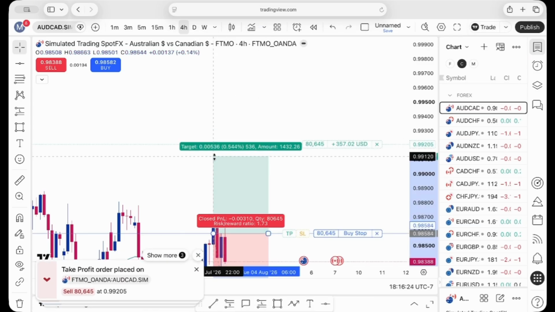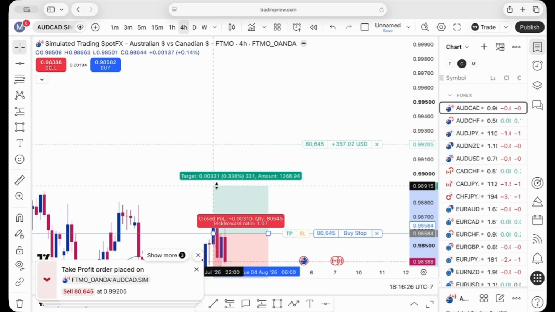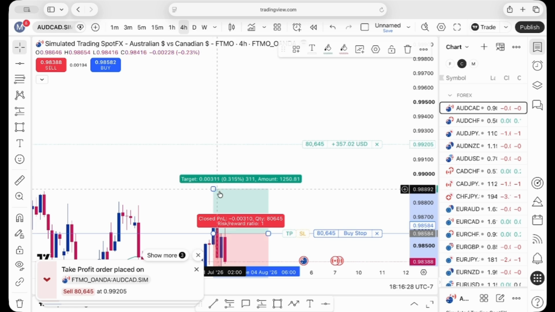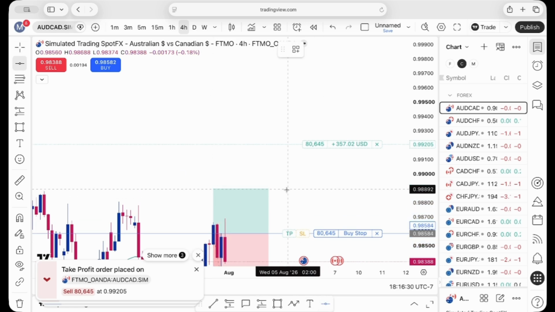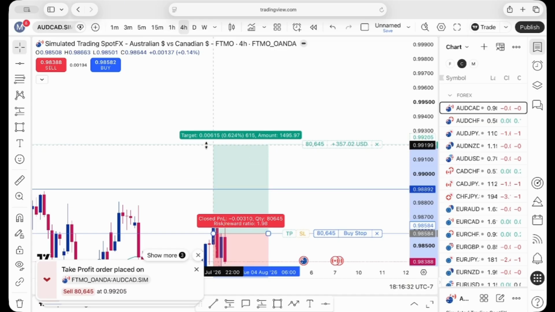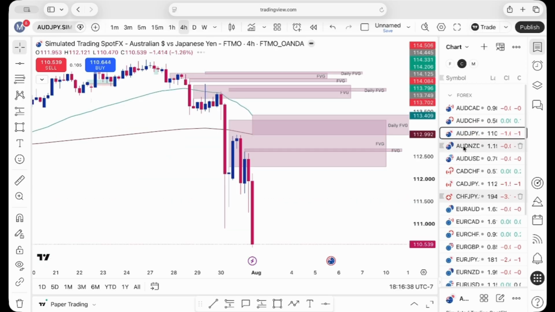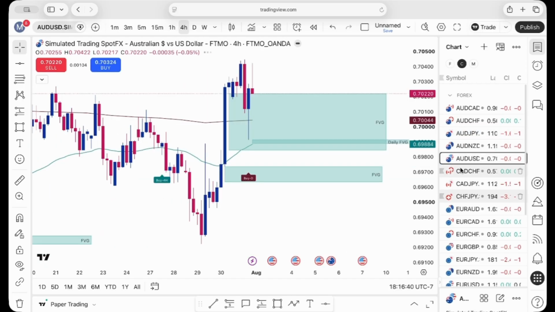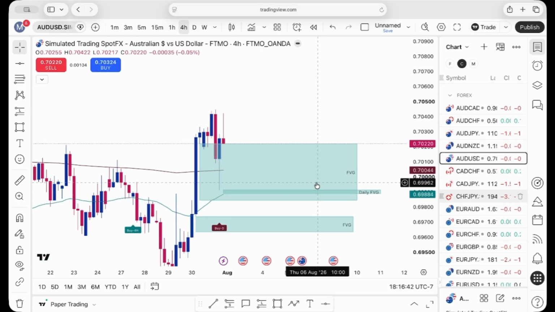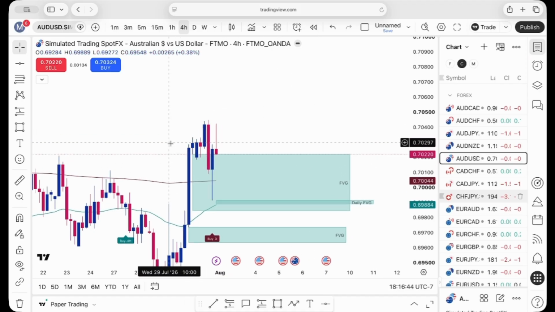And then mark off your 1-to-1. Okay, and then let's continue. Okay, there's an entry right here on AUD USD.